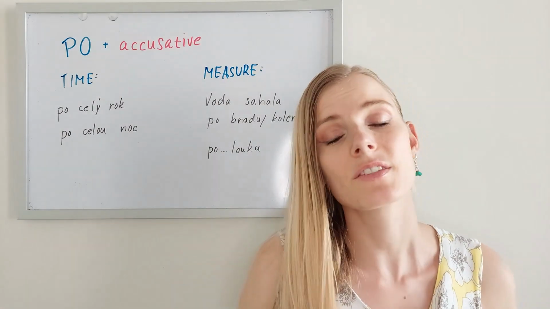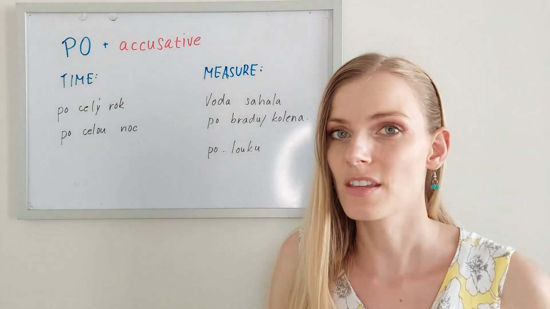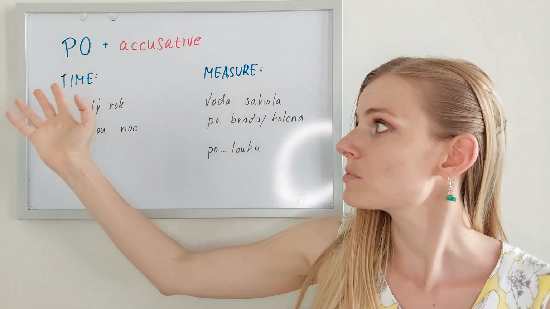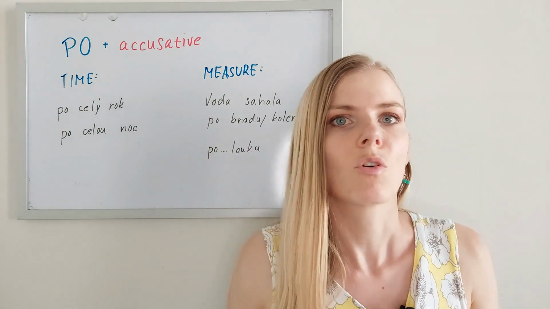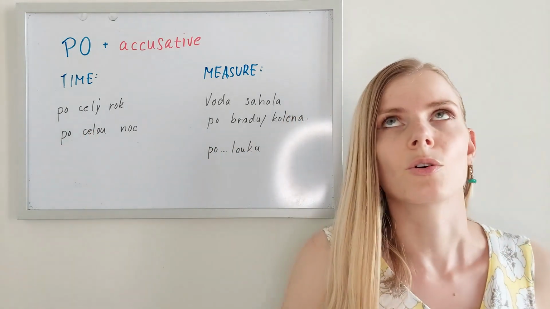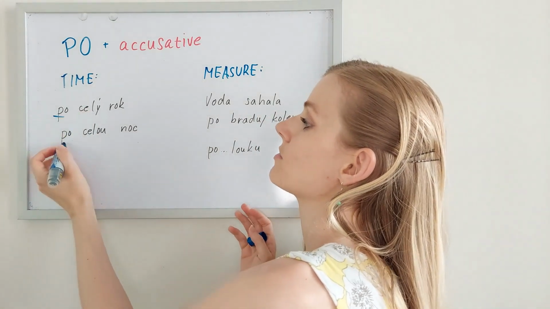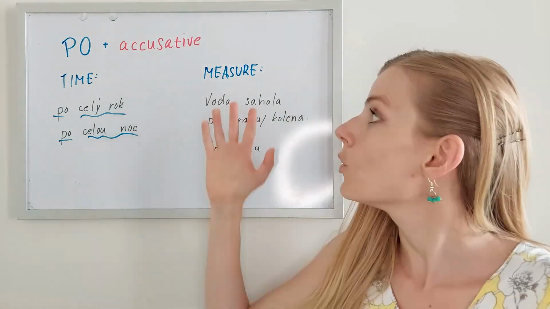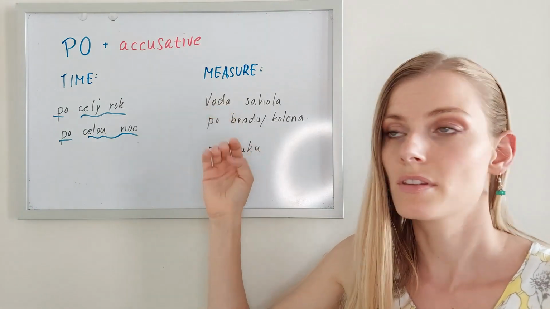And the last part of this video is dedicated to the preposition po, followed by the accusative case, which is not that common, but it can happen too. For example, when we speak about time. Po celý rok, throughout the whole year. For the whole year. Po celou noc. For the whole night, or po celý den, for the whole day. And you can clearly see that we have accusative here. Po celou noc.